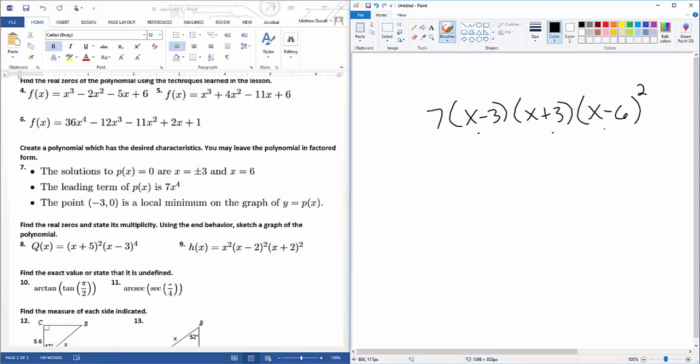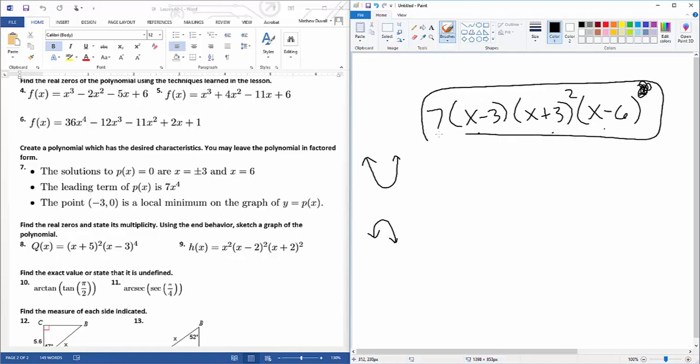And then it says the point -3, 0 has to be a local minimum, which means it wants that value to have that U shape. So maybe I don't make that x minus 6 squared, because if I did that, then that would become a local minimum because it's going to bounce at that value, right? So instead, the point -3, 0 is going to be here. I would want to make that squared. And so that's going to be my polynomial.